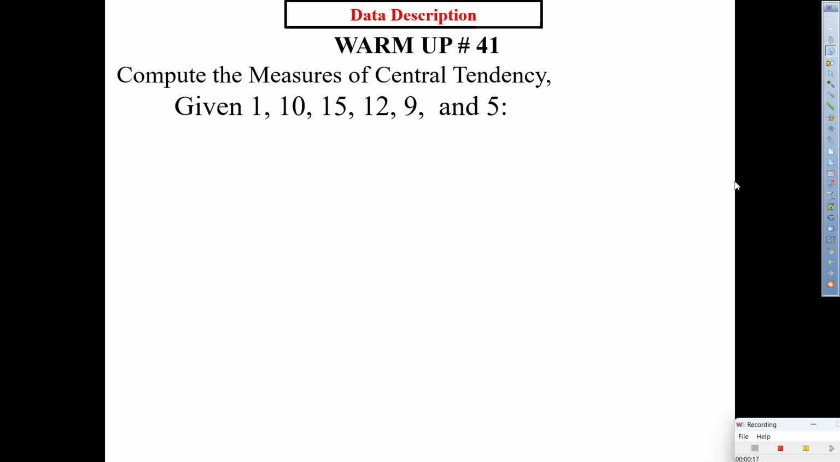So, measure central tendencies: 1, 10, 15, 12, 9, and 5. If I can do these in my head in 1 minute, you should be able to finish in 4 minutes. Go.